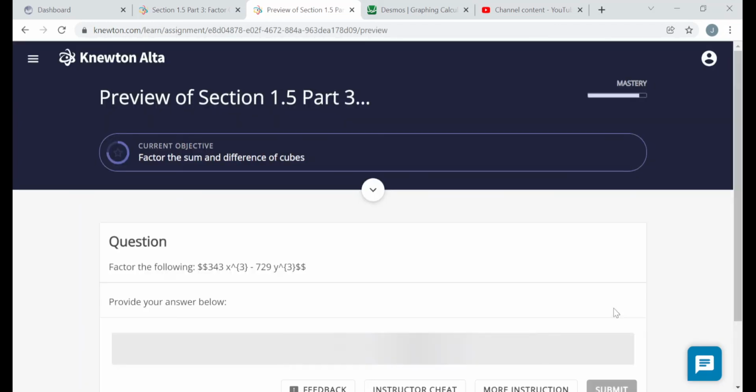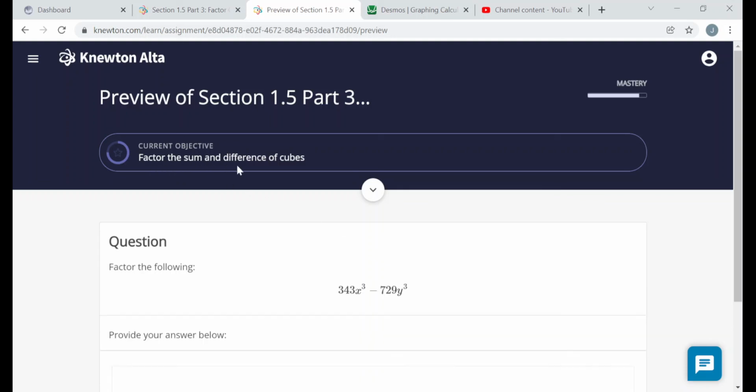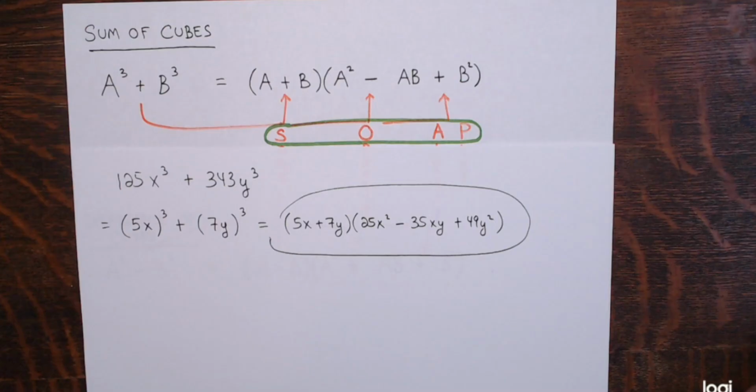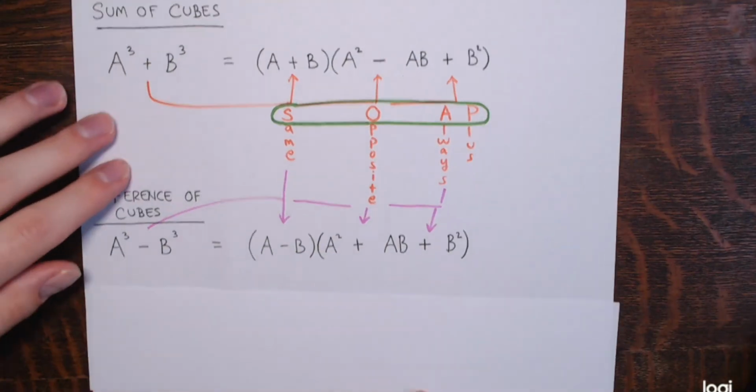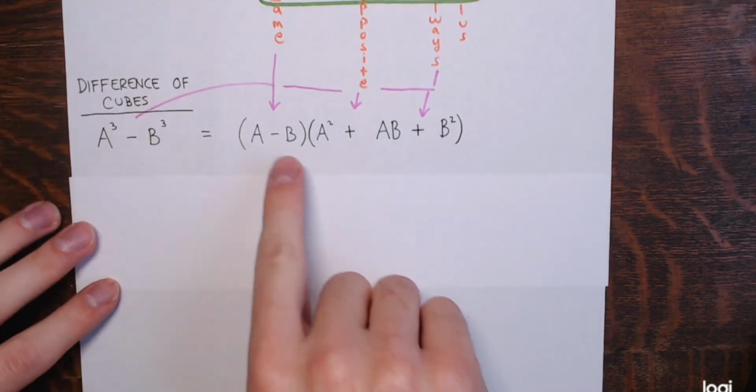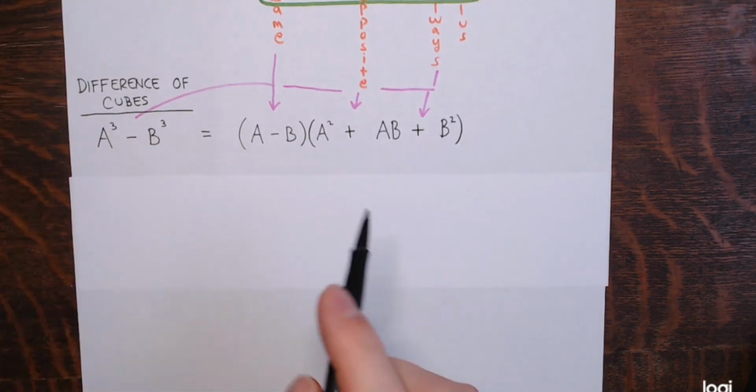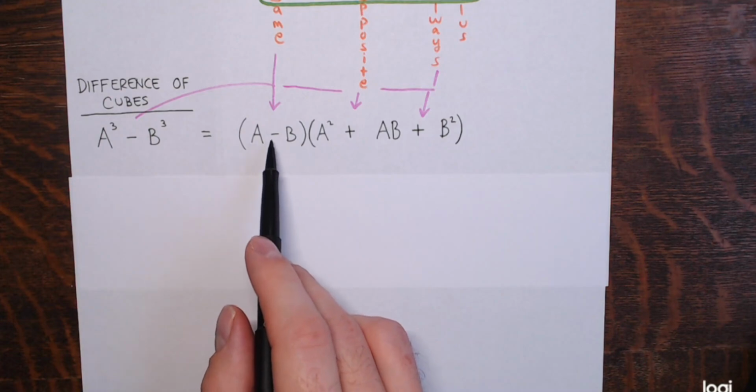Please be a difference. Yay. So yeah, factor the sum and difference of cubes. Here's finally a difference of cubes. Oops, sorry, I blacked everything out. Back to my paper. So now we're here. We're working with a difference of cubes. But you see, it's the exact same stuff. It's just there's a minus here and a plus there. That's the only difference.